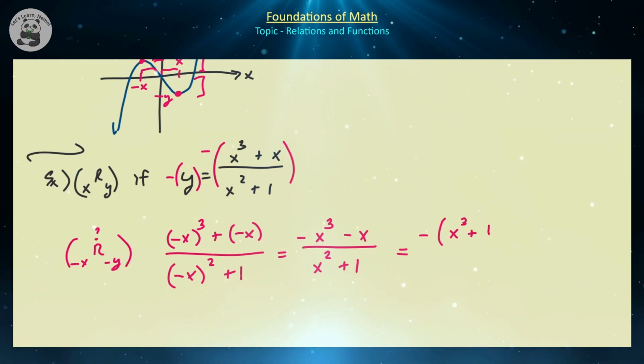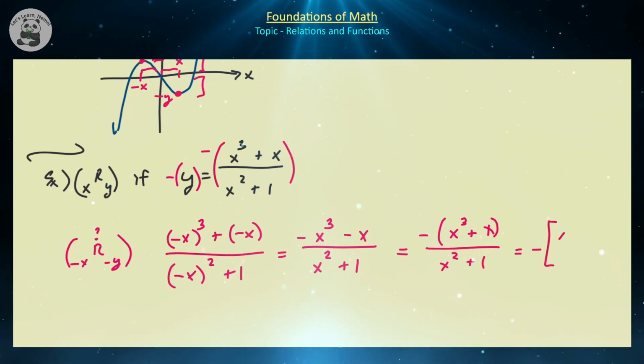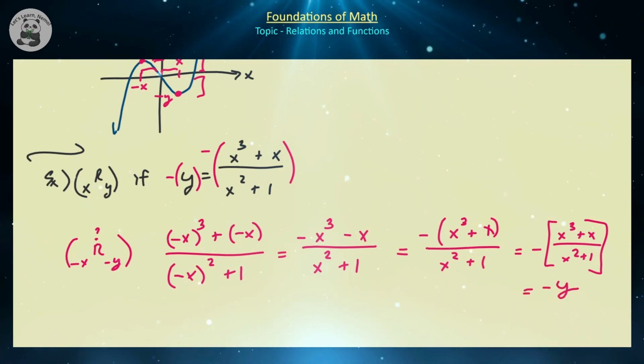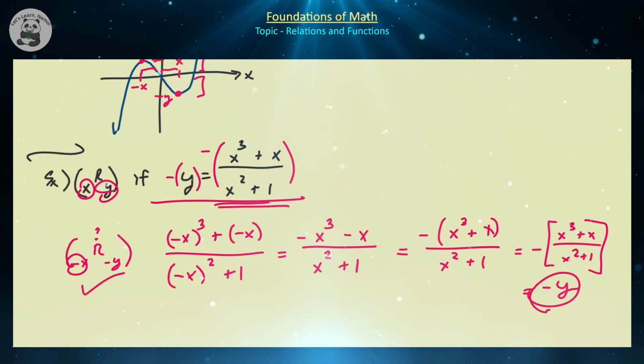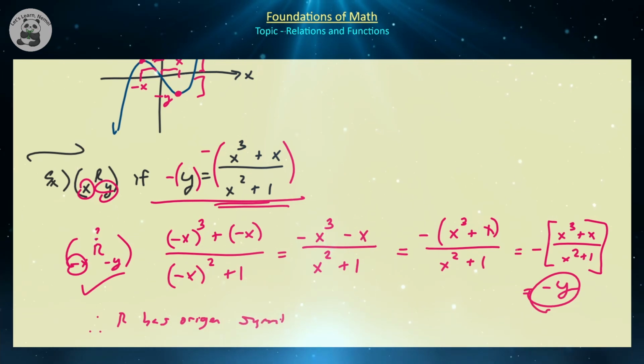giving us x cubed plus 1x all over x squared plus 1, and we know that that's the same as minus x cubed plus x all over x squared plus 1. Those are the same. But notice that that is precisely equal to minus the definition of y. So notice that if x is related to y via that particular relation, and we plug in negative x into this relation, it gives us the opposite of the original point, which means that minus x is related to minus y. Therefore, this particular relation has origin symmetry.